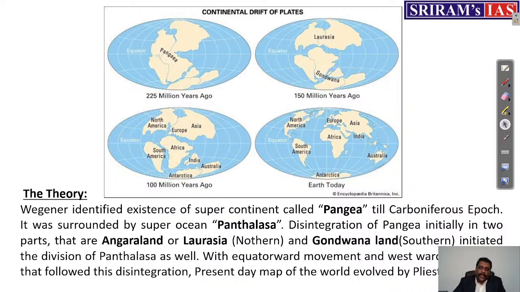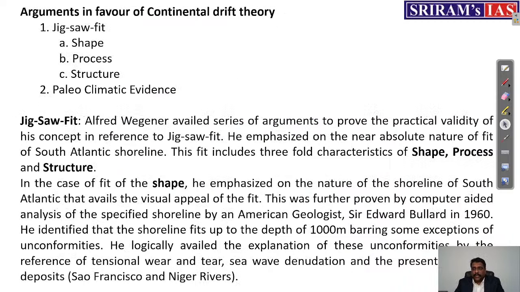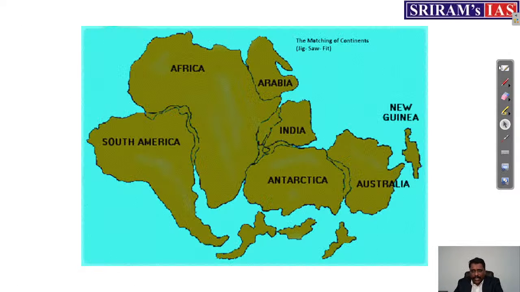In that way, what are the evidences which suggest that continental drift has taken place, if you ask me? Jigsaw fit of shape, process, structure. Shape needs no explanation, because it is very visually appealing. The shape of the coastlines of the different continents appears to fit nearly completely with each other. If not all the continents of the world, at least these two continents, South America and Africa, fit like a jigsaw, right?